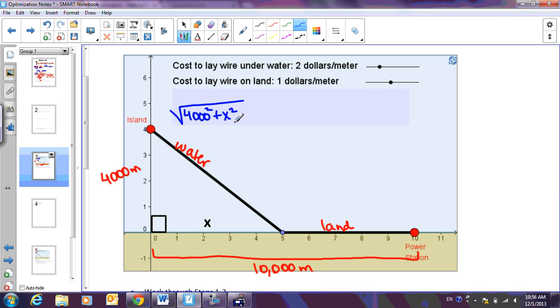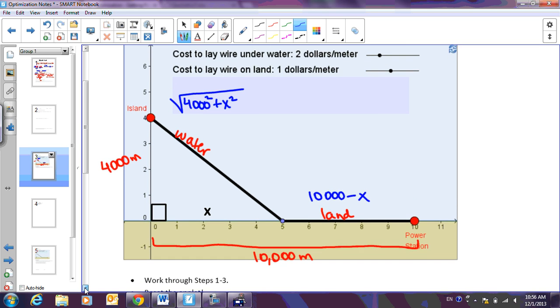Leave it like this. Okay, for the land. This one's a little bit easier to see. We have 10,000 for the total base of this picture, and X is this piece over here. So if we knew what X was, we could subtract it from 10,000. So let's just do that. 10,000 minus X. And so this was kind of like in the box problem where we got our length and our width in terms of X. That's what we had to do here, okay?